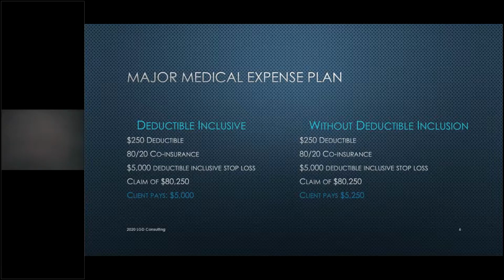Now on the right-hand side, if you didn't have a deductible inclusive stop loss, same claim, $80,250. You pay your $250 deductible. You pay 20% of the claim up to the $5,000, but you had to pay $250 plus that stop loss. So it's $5,250, that's what you'd have to pay. Okay. Again, watch the test question whether they give you a deductible inclusive stop loss or they just say stop loss of $5,000. If you don't see deductible inclusive, remember, it's the stop loss plus the deductible that is the amount you need to pick for that test question.